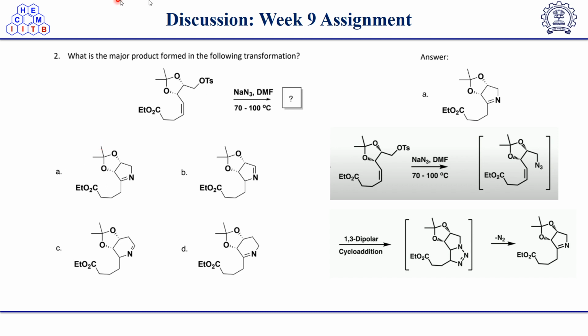So that is what is happening in this reaction. First, the O-tosylate getting converted into N3 and then 1,3 dipolar cycloaddition followed by this nitrogen elimination will result in our product, that is option A is the correct answer.